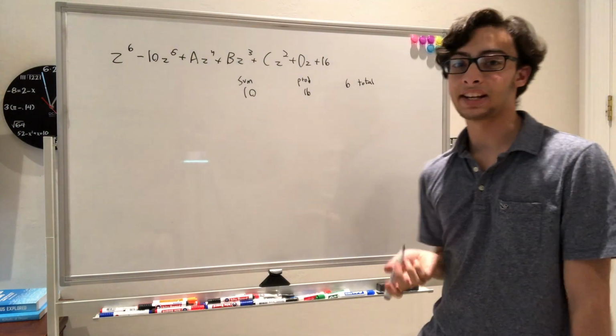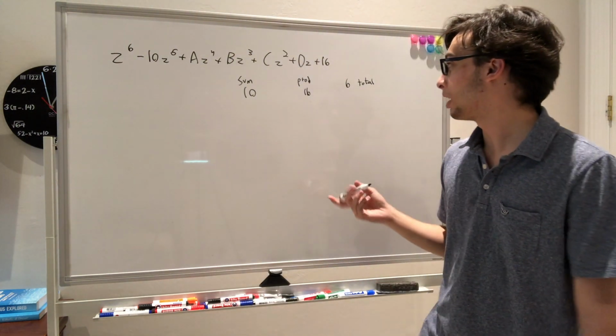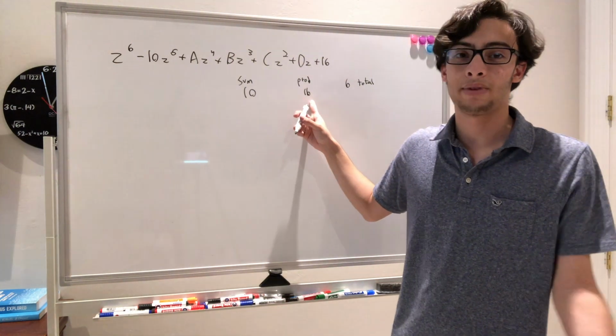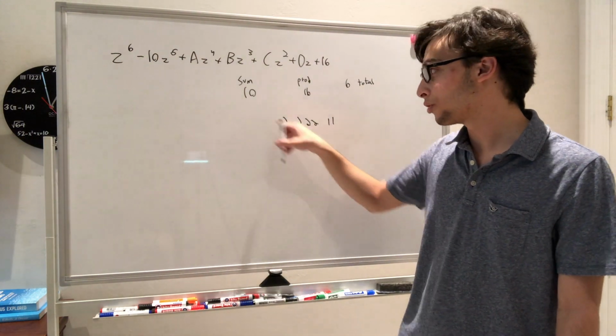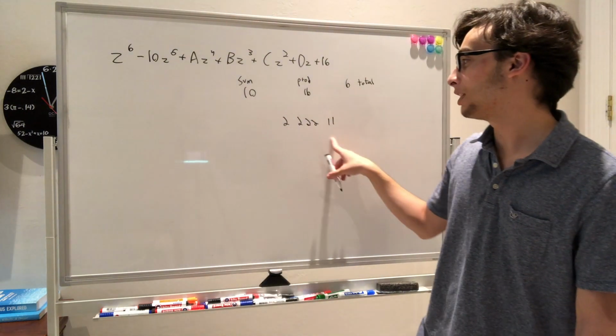Well, let's just play around and see if we can guess the roots, because we know the roots must be integers. Well, with product, how can we get 16? Well, let's just say we have 2, 2, 2, 2, and then 2 ones. And if you look, those do indeed add up to 10. So these happen to be all of the roots.